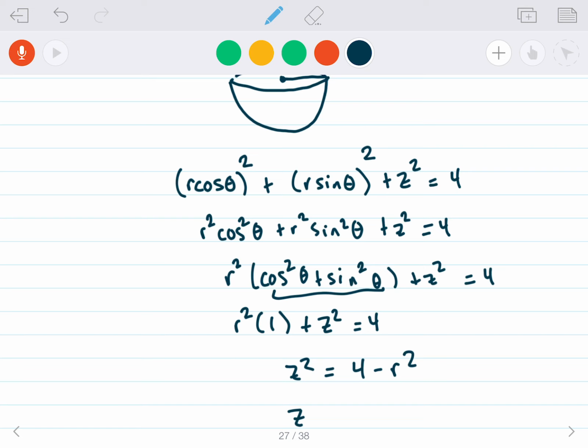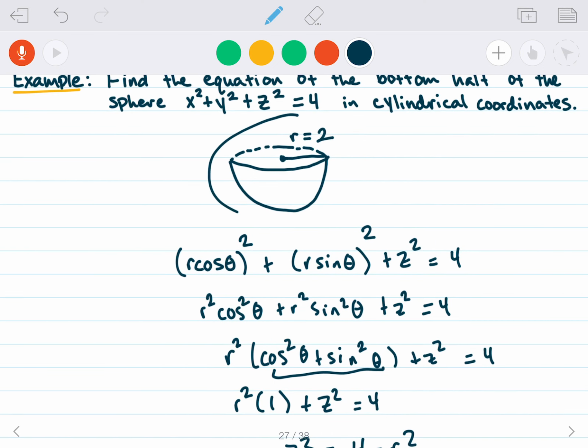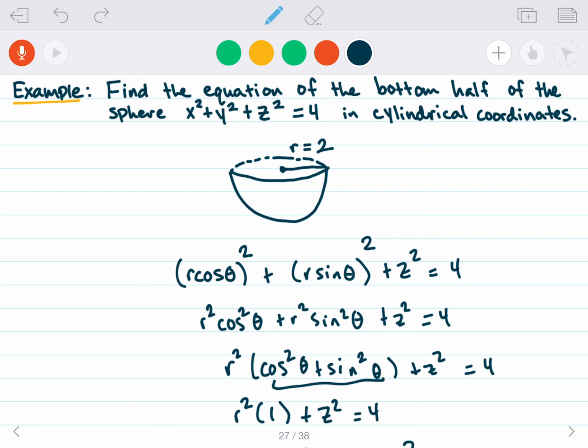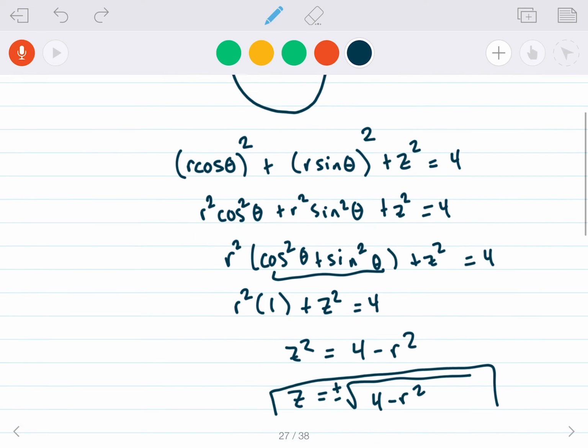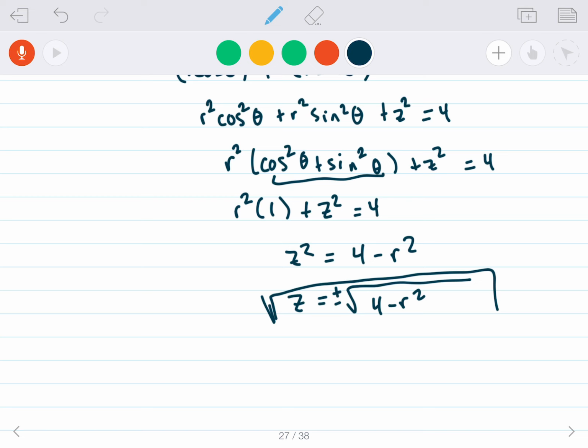Then I can take the square root, and when I square root, I tack on a plus or minus sign. But in the context of this problem, z could be positive or negative, but this guy is always going to be negative. This is always going to fall below the xy plane because it's the bottom half of the sphere. And so we're going to choose the negative version here. So this is going to be z equals negative root 4 minus r squared.